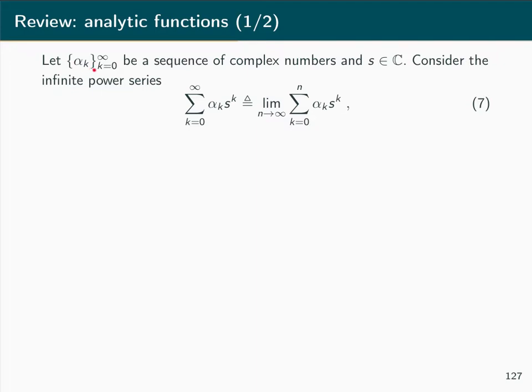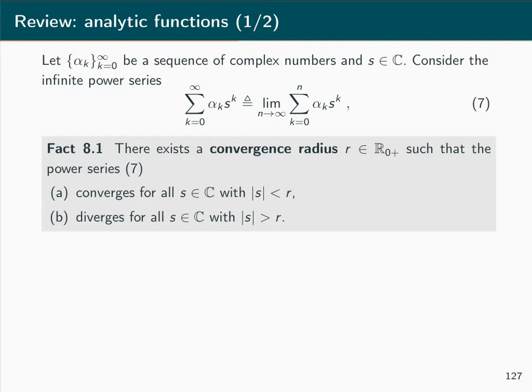So let alpha k be a sequence of complex numbers and s be a complex variable. Now consider the infinite power series shown here, where we multiply the elements of the sequence alpha with increasing powers of s, and the infinite sum is of course defined as the limit of a finite sum, where the index k goes from 0 to n, and then we let this n go to infinity. An important question is of course, when does this limit exist, depending on the sequence alpha k?